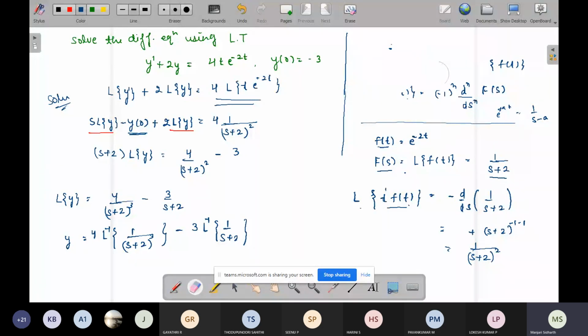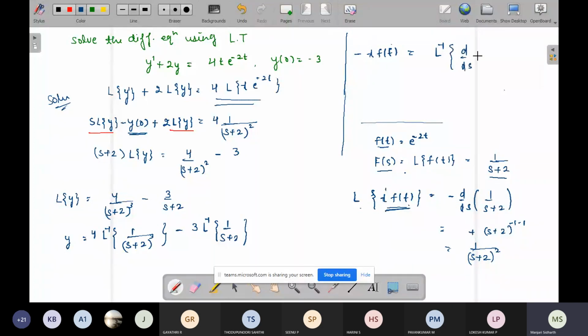I'll erase this. If I write this t f(t), it goes to nothing but L inverse, or you can take the minus on this side, L inverse of d by ds of this F(s).